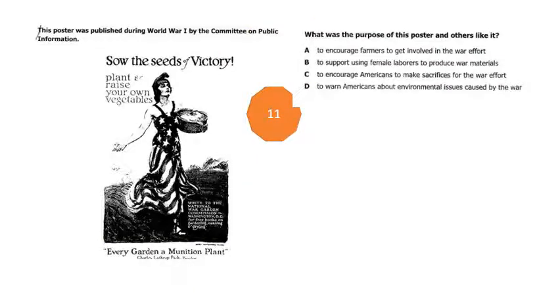Second to last question. This poster was published during World War I by the Committee of Public Information. That was one of our vocab terms. Sow the seeds of victory. Plant and raise your own vegetables. Every garden a munition plant. What was the purpose of this poster and others like it? So there were other posters like this, encouraging Americans to do what?